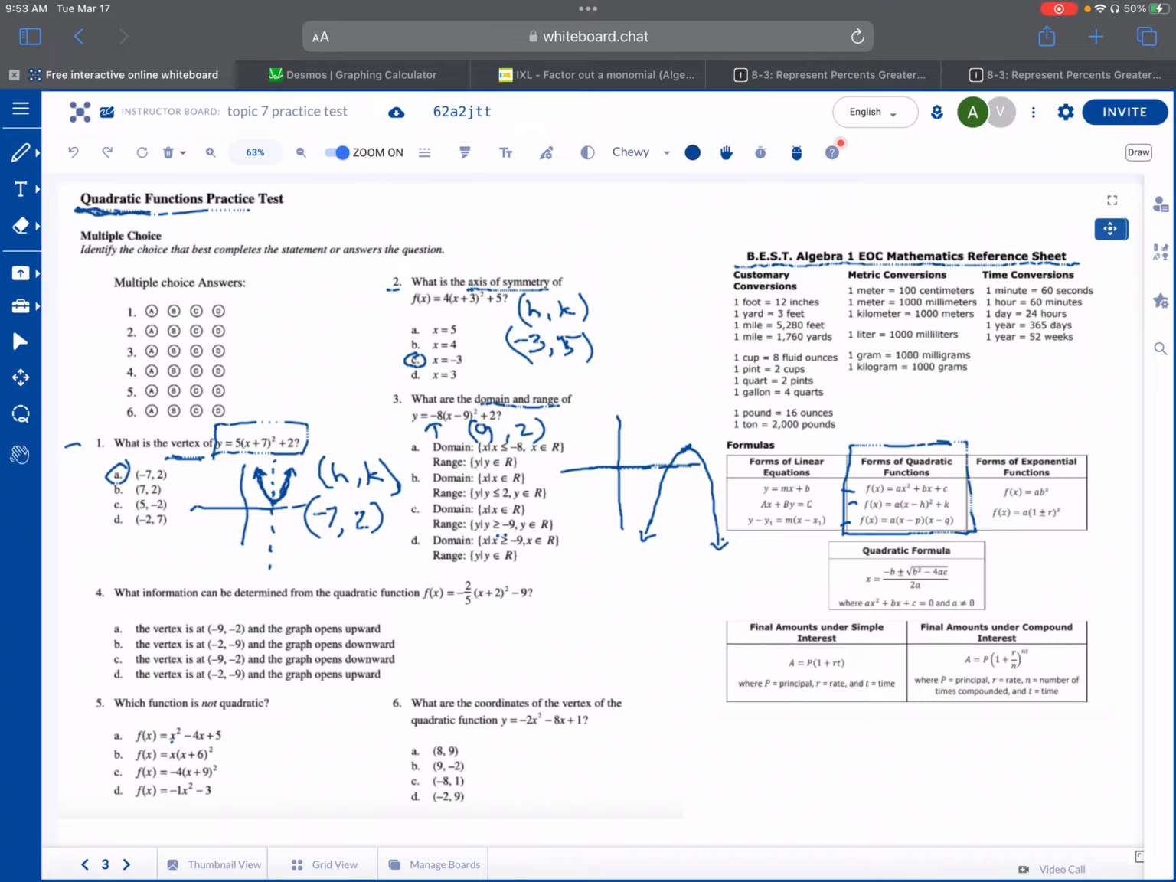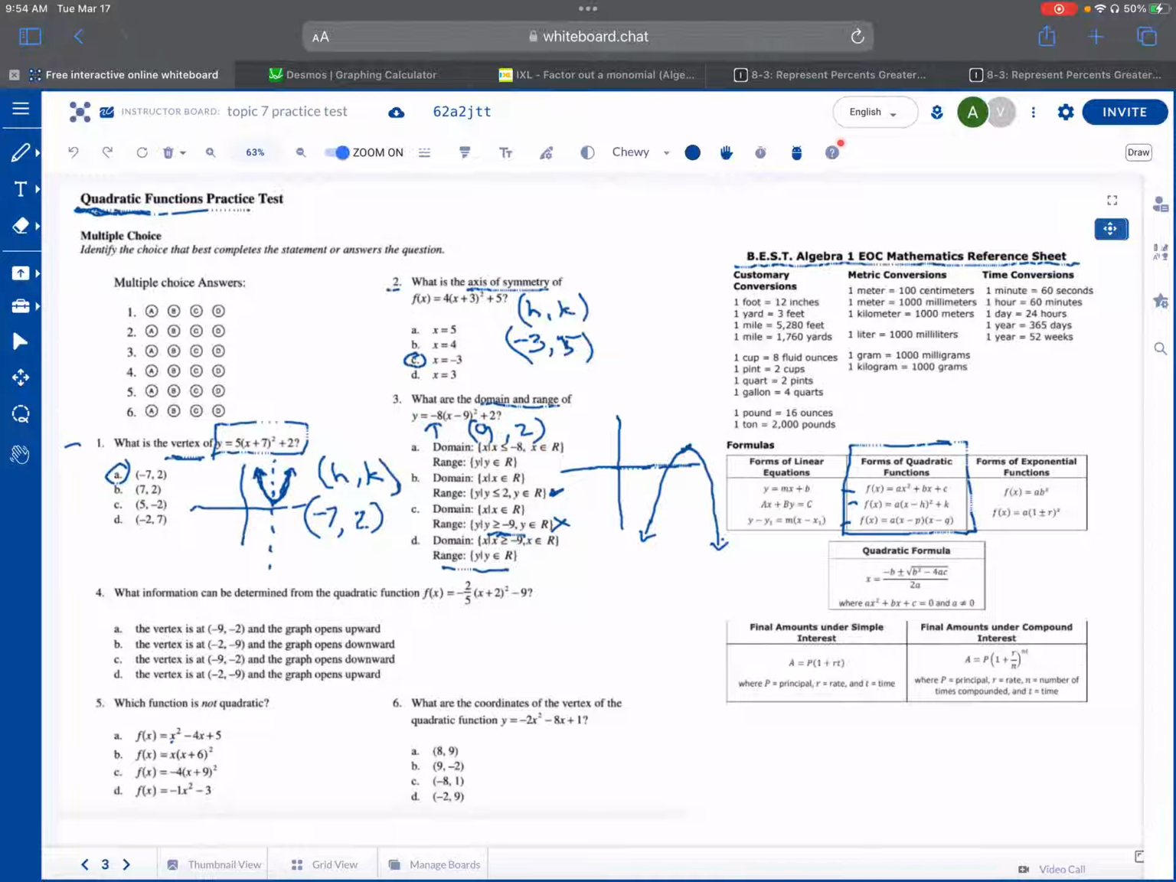Y is the range? No. It says greater than -9. No, that would be if it was opening up. Actually, -9 is the x value. So no, that's not correct. And it says y is less than 2. So this one is working so far.